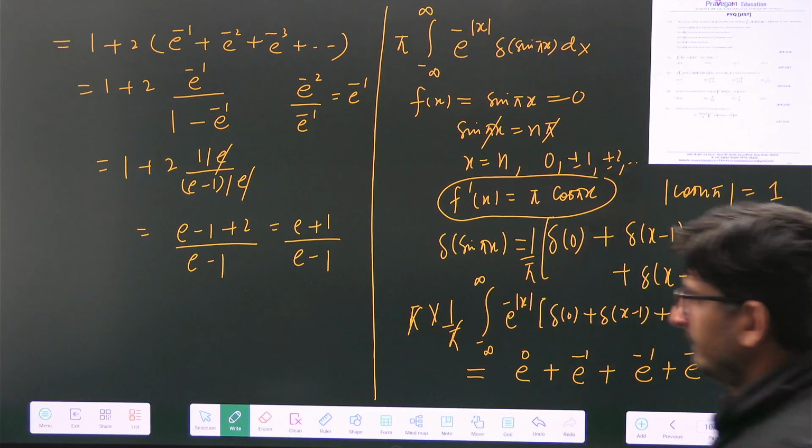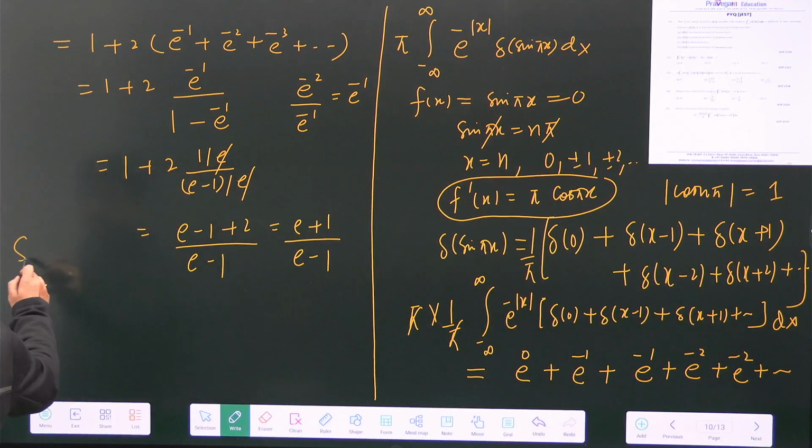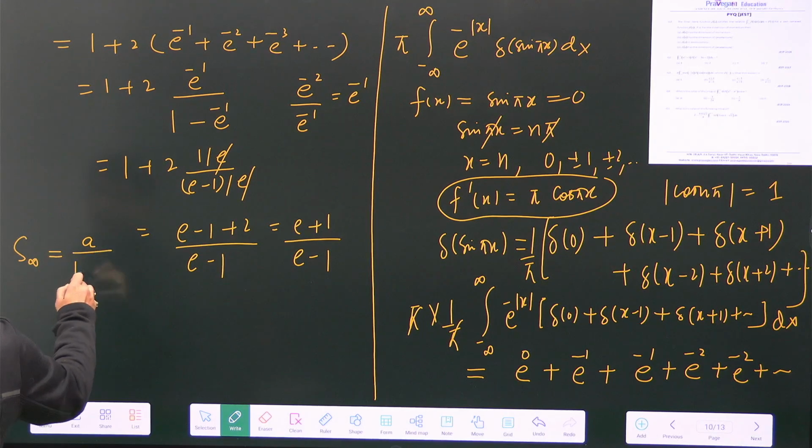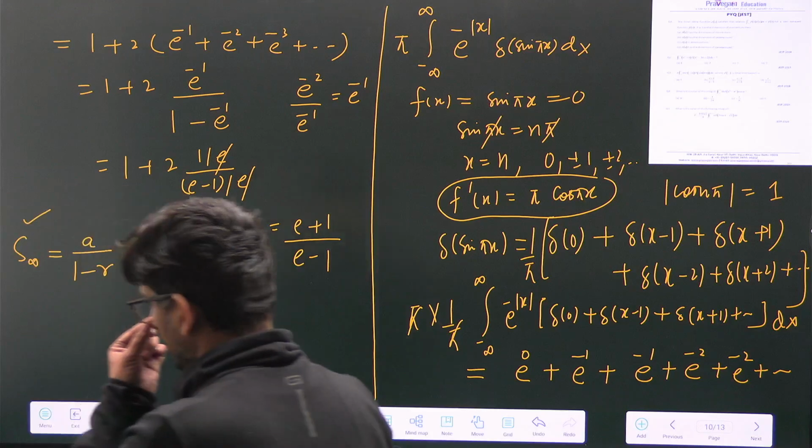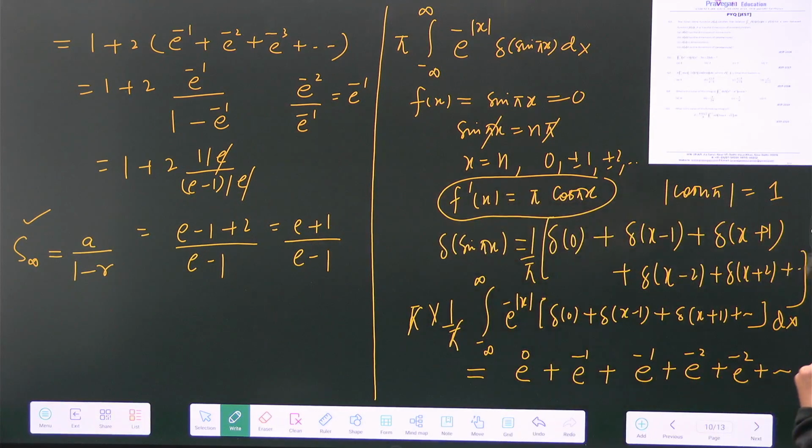I have used here the sum to infinity is equal to a upon 1 minus r. Okay? Let's move ahead.